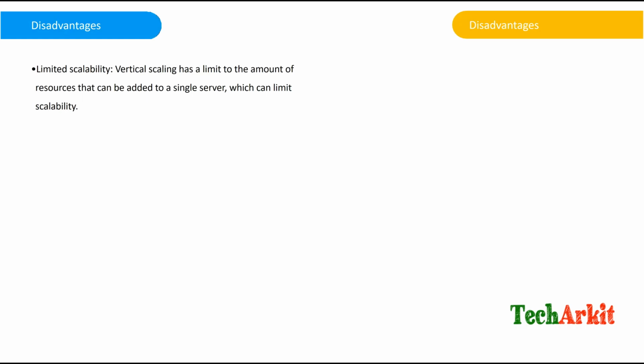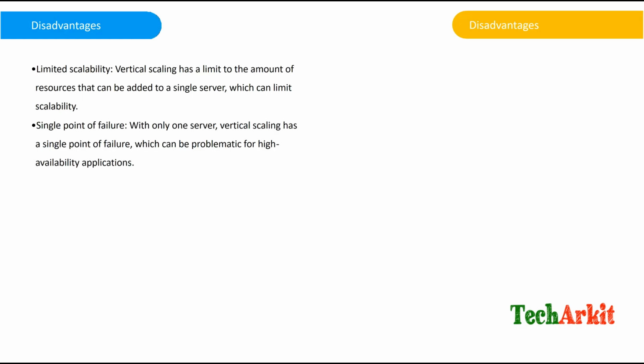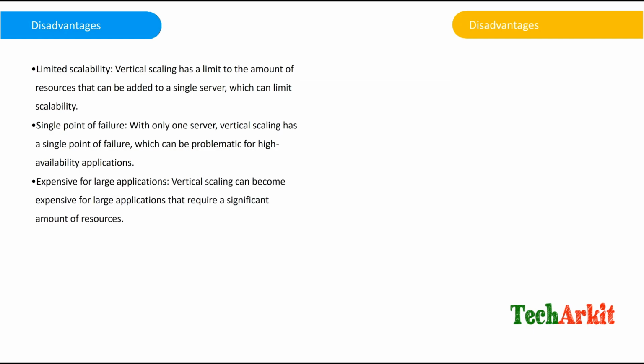So vertical scaling has a limit to the amount of resources that can be added to a single server, which can limit scalability. So that's the scalability disadvantage here. Single point of failure. For example, with only one server, vertical scaling has a single point of failure, which can be problematic for high availability applications. If you have a single server and that server fails, then the application is down. So that's the single point of failure for vertical scaling.